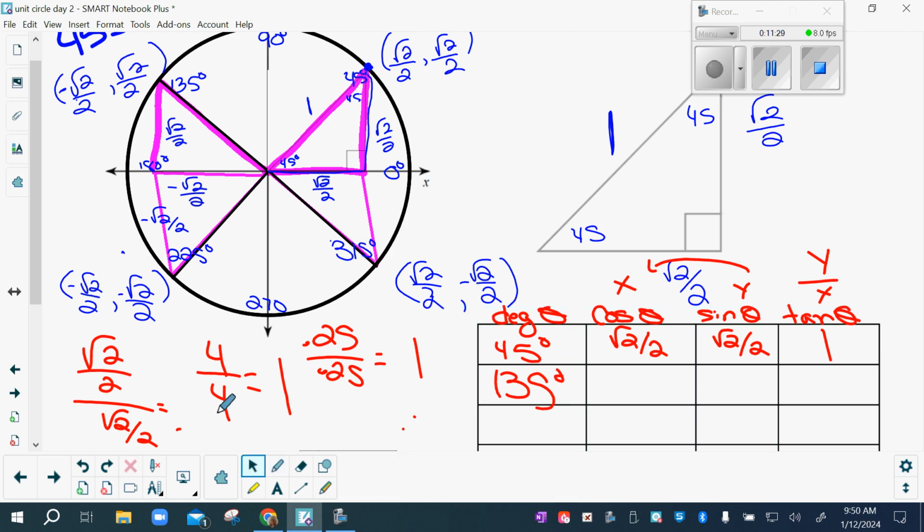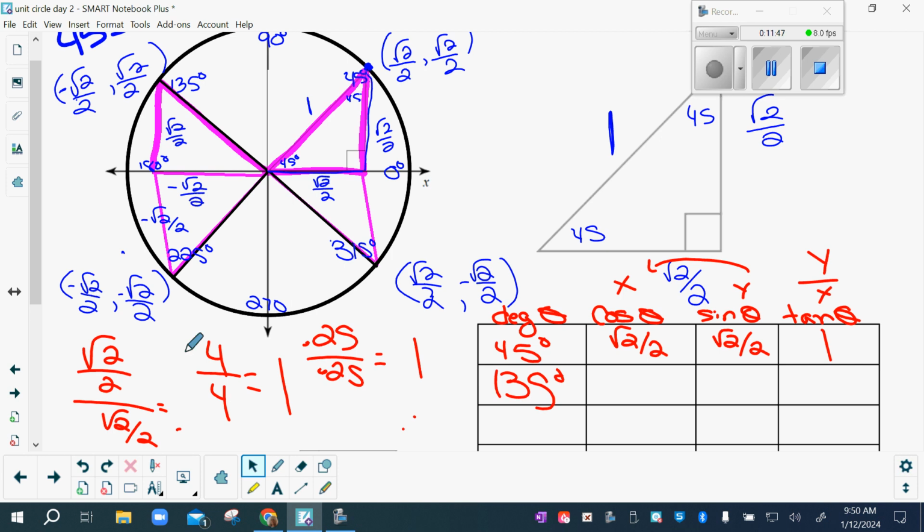135. Now, I'm not going to lie, 135 has a few minor changes. Got some negatives in there, and that will affect your tangent. It won't change the number of tangents. It will just tell you whether it's positive or negative. Because if I got a negative 4 over 4, it's negative 1.